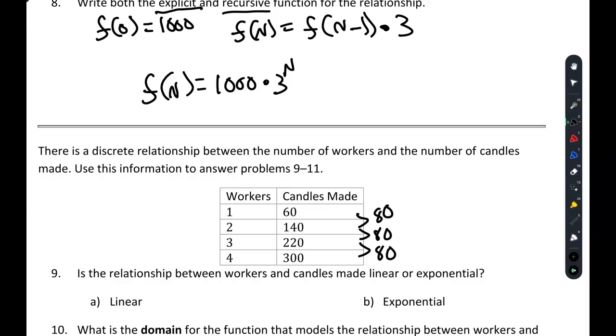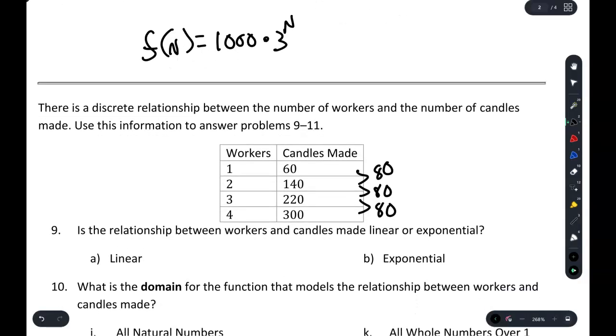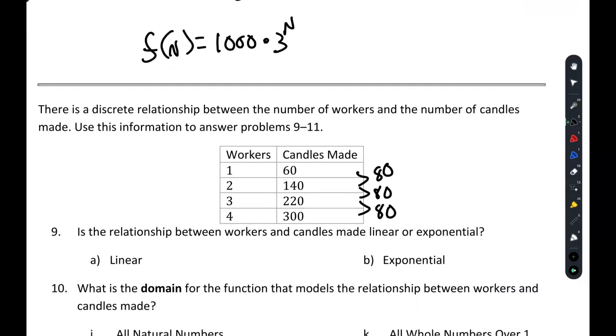All right, since we're adding, what would the relationship be? Would it be linear or exponential? All right, since we are adding, it's going to be linear.